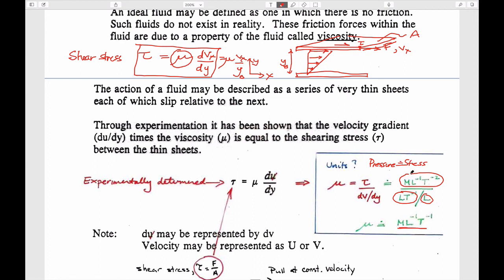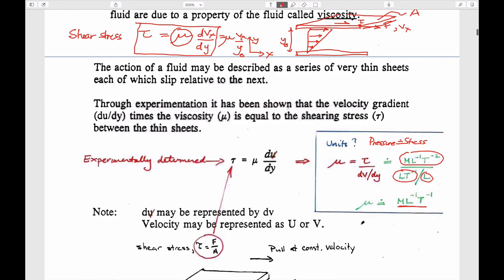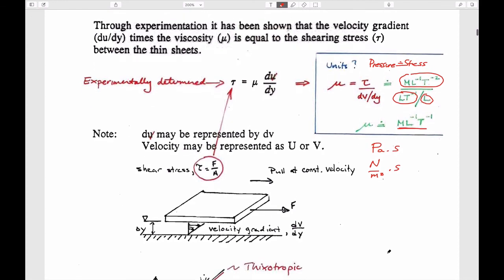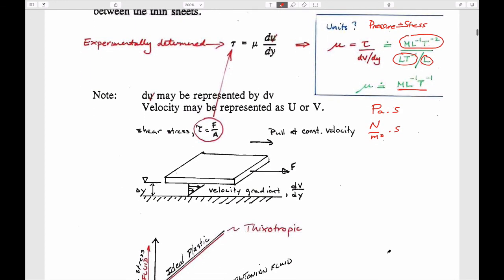If you actually used units instead of the actual mass, length, time indices, you'd find out that for viscosity, the units are Pascal seconds, which are the same as newtons per meter squared times seconds. And so you can always check whether your calculations are right by checking the magnitudes of the units.